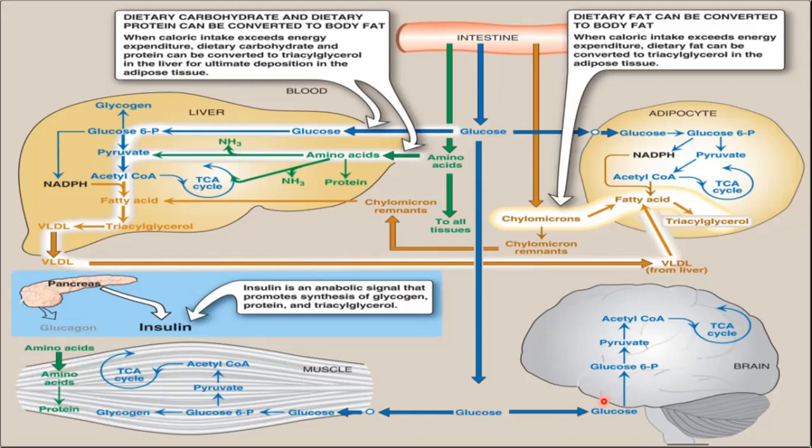I want you to note that the reason I put this is to show you that uptake of glucose by the liver and by the brain is insulin insensitive. So the brain and the liver can take up glucose whether there is insulin or whether there is no insulin. But the muscles and the adipocytes are insulin sensitive.